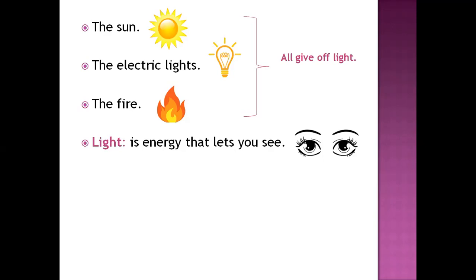The sun gives off light. This is a natural resource. And the electric light is human-made. And the fire is a natural resource also. So these are the three sources that give off light. So what's light? It is the energy that lets you see. Without these sources, we would not be able to see.